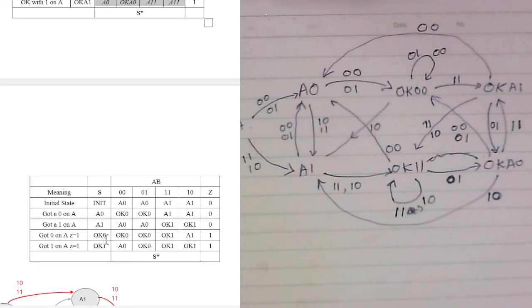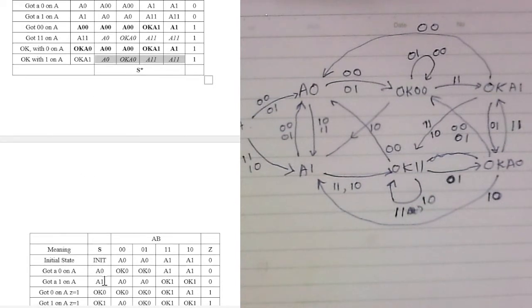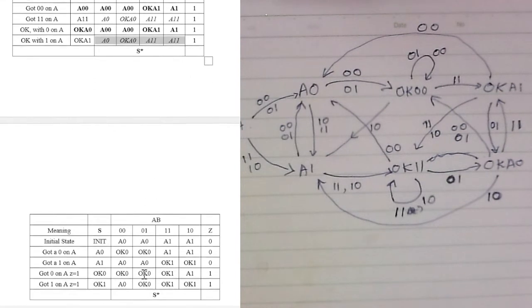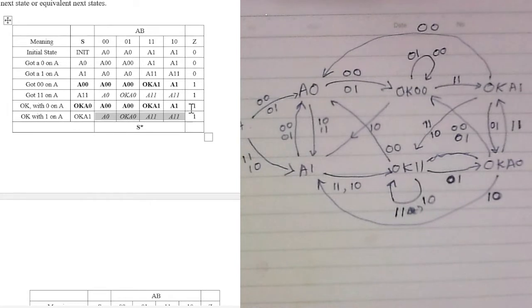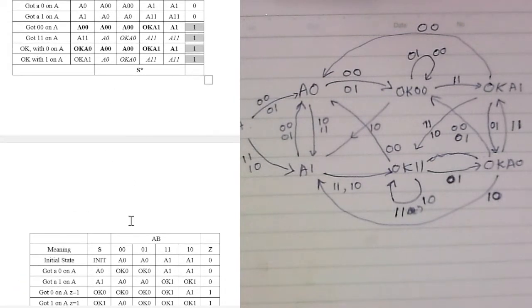So I have named them OK0 and OK1, and you have to rename the entire thing, because for the first two rows I actually had A00, but I have renamed it to OK0 now, and OK1. So you have to rename with the replaced state names, right? So you will get a simplified state table now. Now I had four states which can provide me with z equal 1, but now I have only 2, and this already satisfies all the conditions because of this state equivalence.